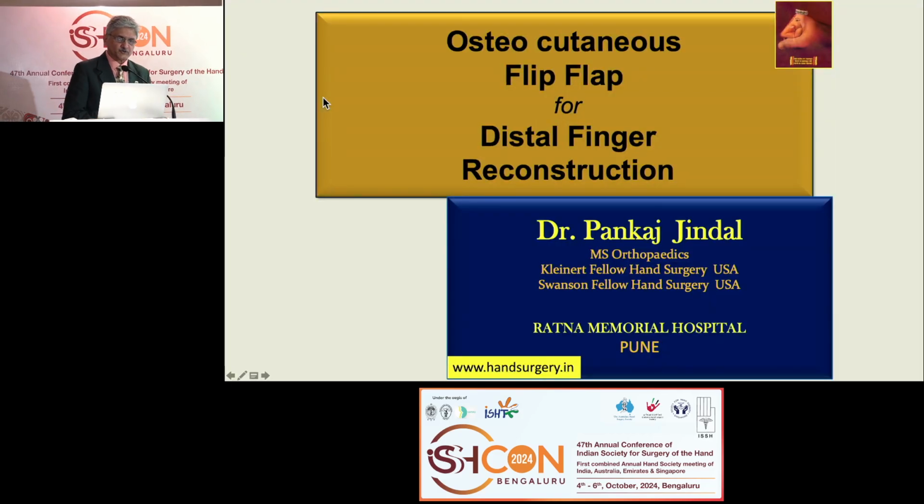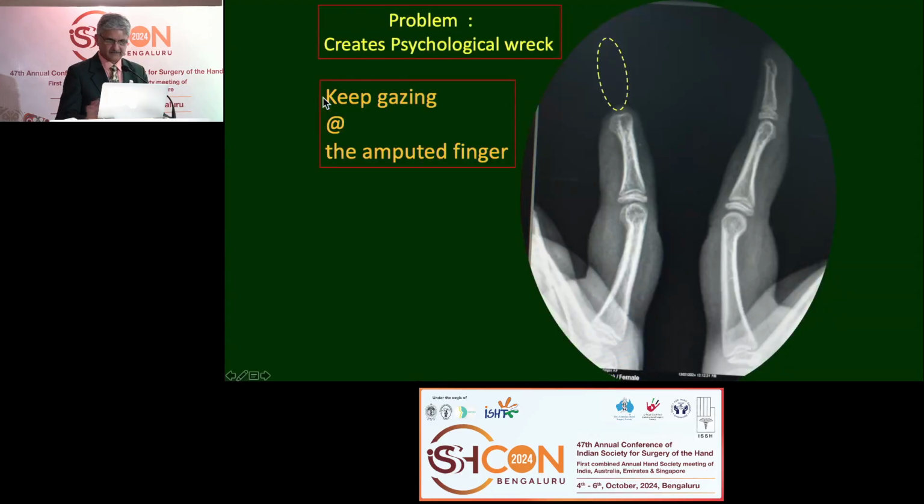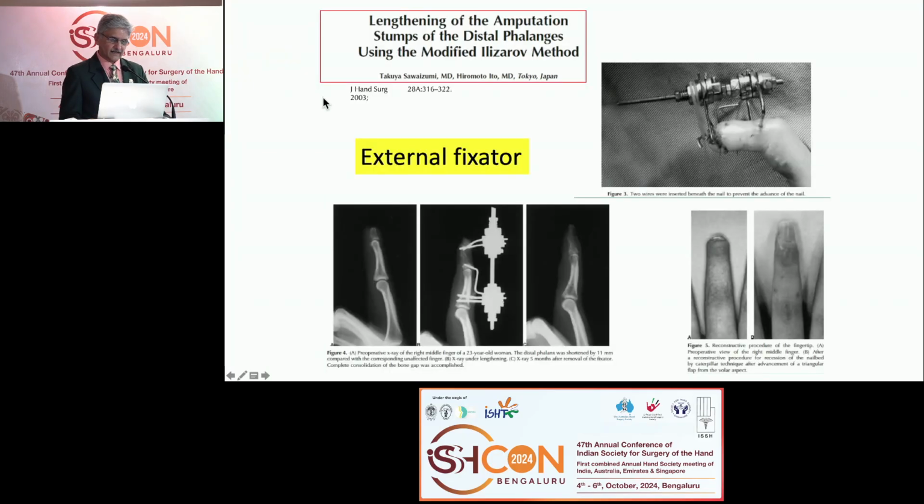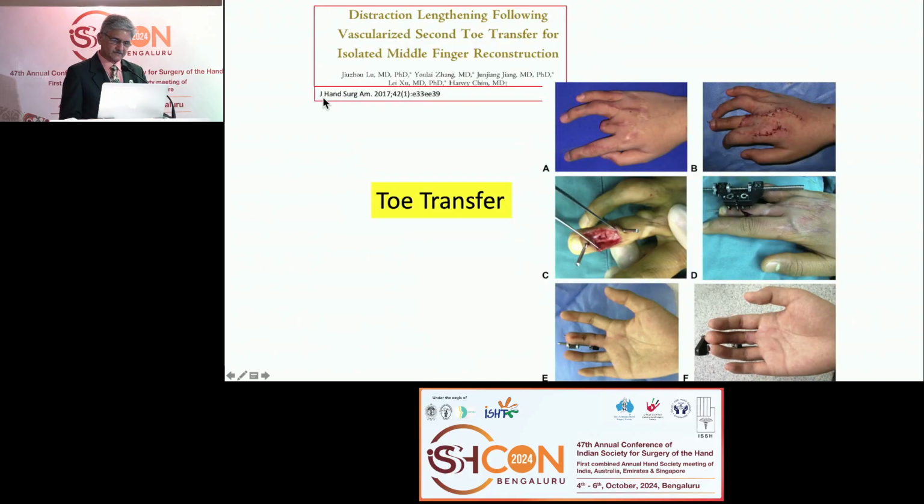So it's an osteocutaneous flap harvested from the middle phalanx to restore the distal phalanx. And the problem is, it creates a psychological wreck for most of the patients, especially in this part of the world where marriage is an issue. Their marriage market goes down significantly. They keep gazing at the fingertip, which is amputated, and do not concentrate either on studies or work. And the options that are available are external fixation for lengthening or toe transfer with lengthening.